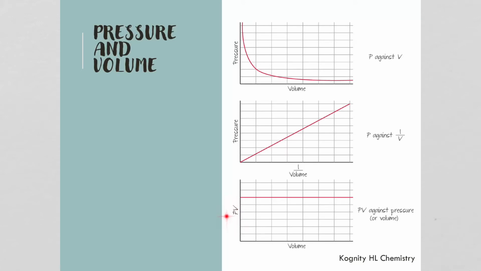This one, if you plot P times V against the pressure or against the volume alone, it doesn't matter, either one, you'll see that it's a constant. So that proves that they're inversely related to one another, because as you increase one, the other one's decreasing at the same factor.